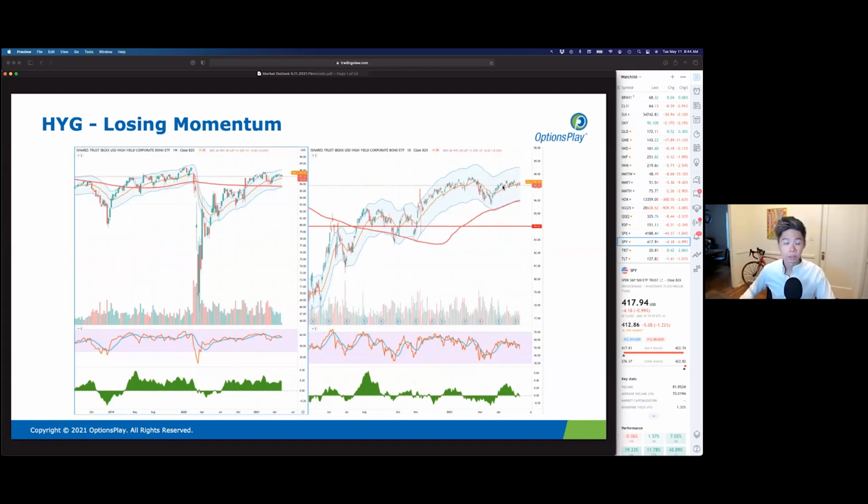And high yield, this is the furthest, riskiest side of the spectrum when it comes to fixed income, also failing to break out to new all-time highs after that move to the downside. This is losing quite a bit of momentum, as high yield is still the best performing out of the bonds, but starting to lose some of that momentum, and potentially starting to shift some of that momentum to the downside, which again, when we see this shift across all three risk spectrums, that's a concern for me.